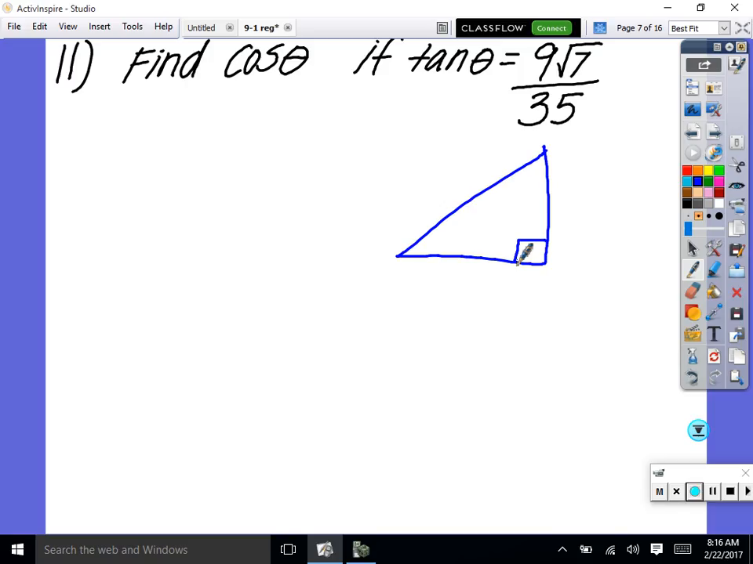Now you have to put theta somewhere. It doesn't matter where. It just can't be in the 90 degree angle. I'm randomly choosing to put it down here. Now, after you put in theta, you do have to set up your triangle correctly. What do we know about tangent? Tangent is which trig ratio? Opposite over adjacent. So from theta, our opposite side is 9 root 7.